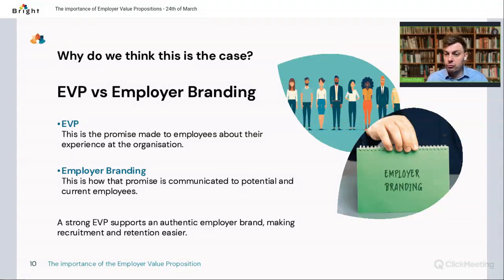But an EVP is a really strong foundation so that you can be guiding people through each of those stages. So when we're writing a job advert, this is how we talk about ourselves. When people come in for interview, this is how we talk about ourselves. When we're offering people, this is how we talk about ourselves. And then when people join us, this is the experience that they get, which needs to align with that sales positioning.